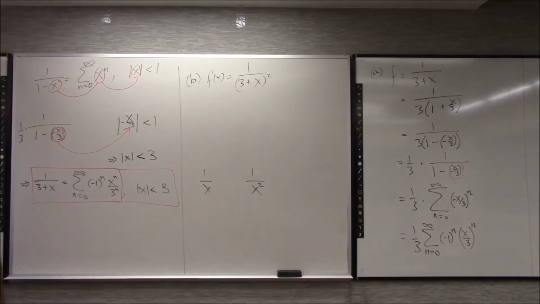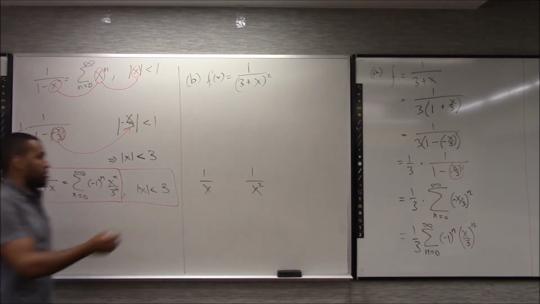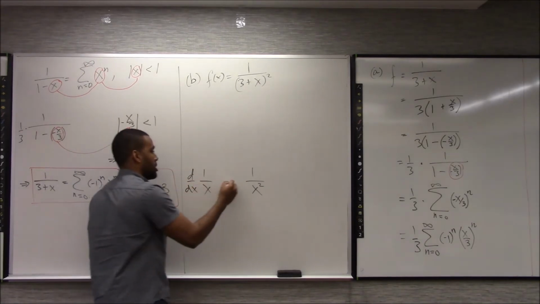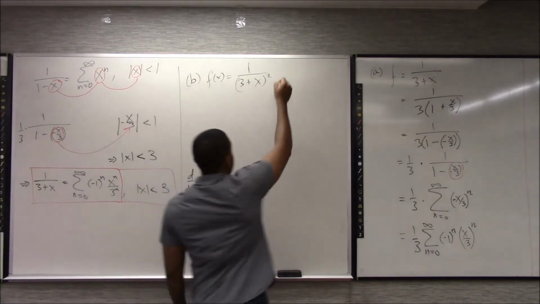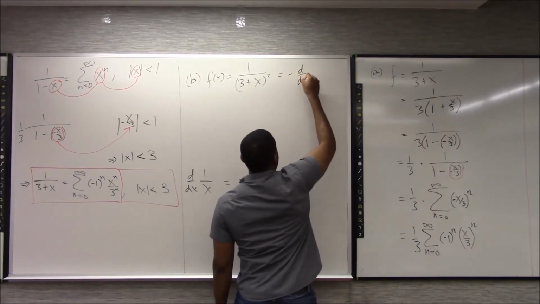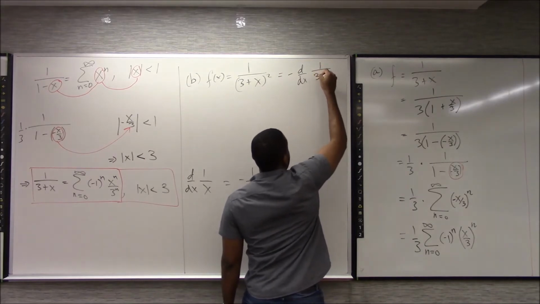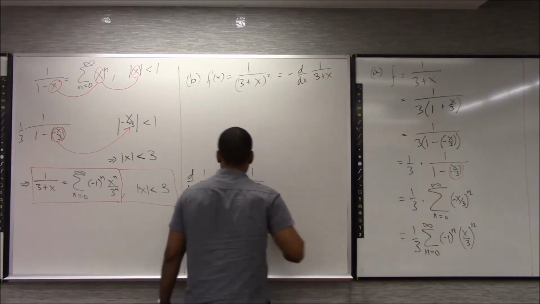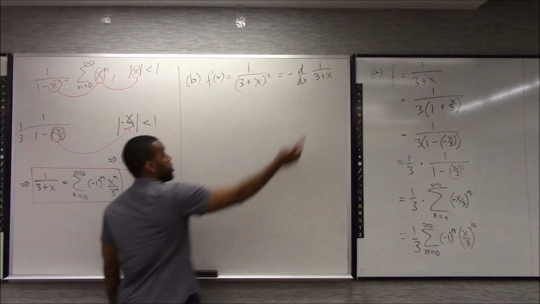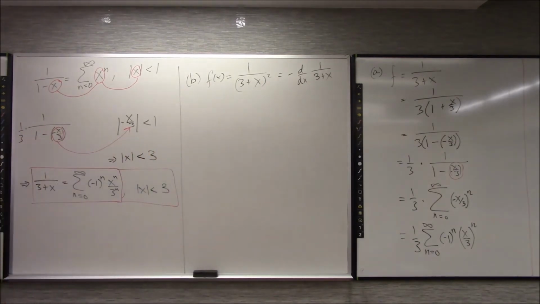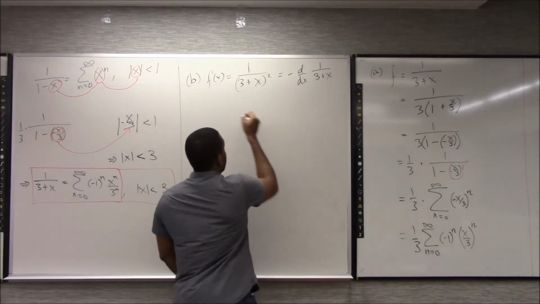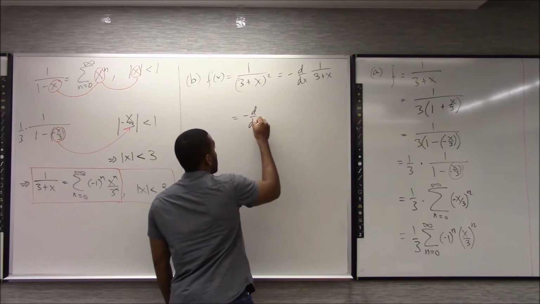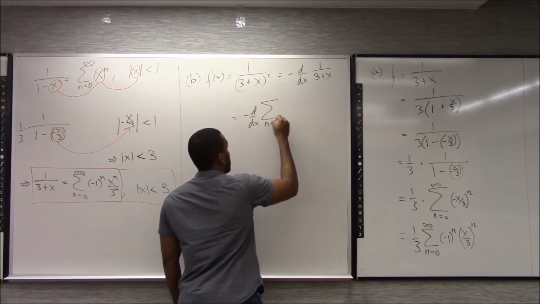Oh, wait. Isn't that its derivative or something? The derivative of this is the negative of that. In other words, I can think of this as the negative derivative of this. And I know the power series for that. I also know that that power series converges absolutely on this interval. So that means this is equal to the negative derivative of the series I just found.